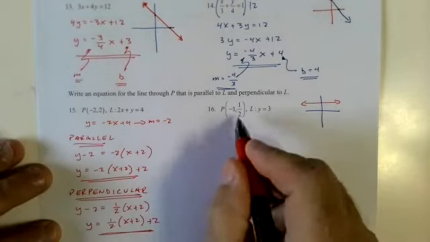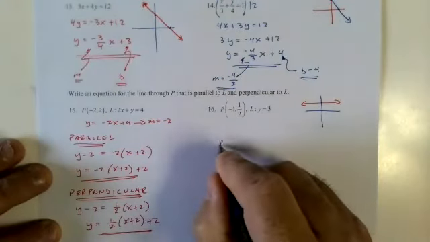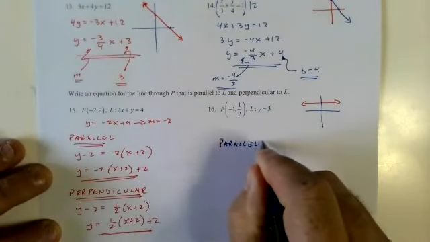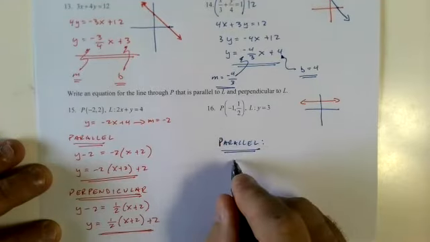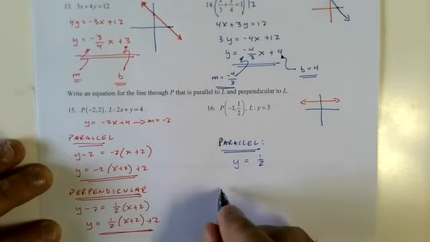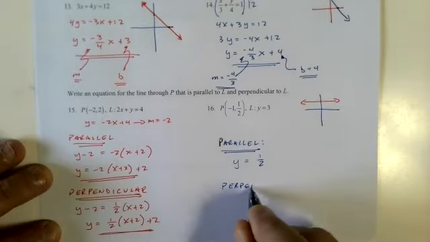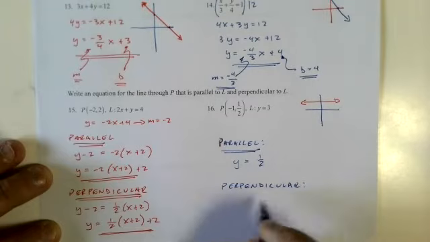Anyway, parallel line to this point is just y equals 1/2 right there. And then perpendicular, x equals -1.